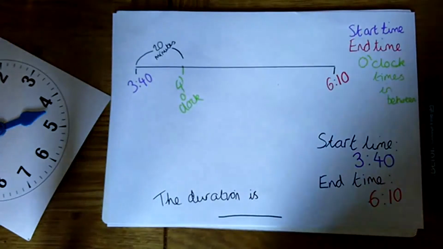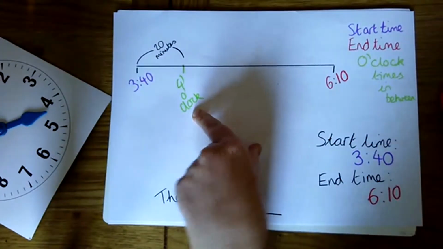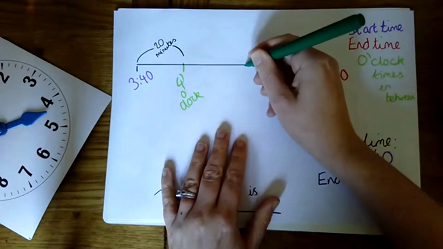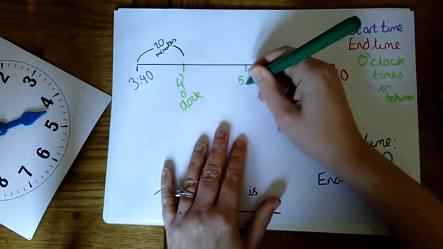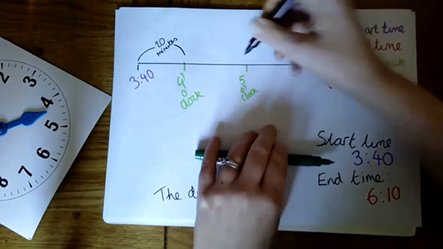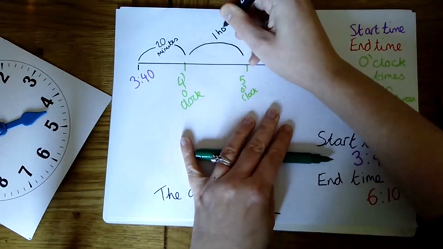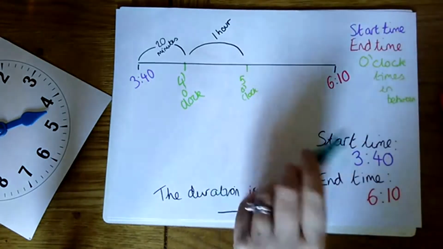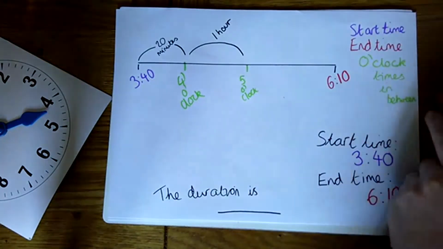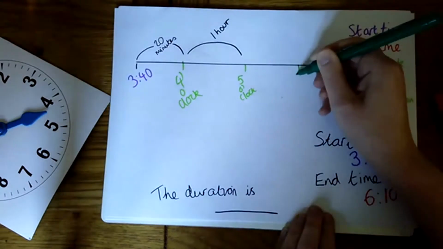Then what you're going to do is, what is the next hour from 4 o'clock? Well, that's easy enough. It is 5 o'clock, which means this time we're going to add 1 hour. Then we're not at our end point yet. What's our next hour from 5 o'clock? It's 6 o'clock.